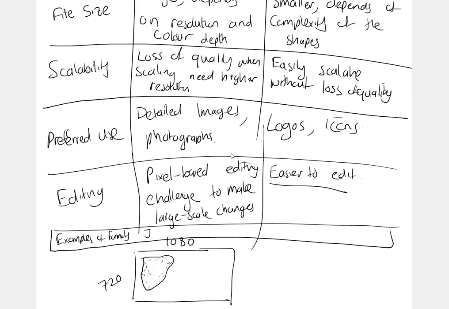Examples of formats are JPEG, Joint Photographic Experts Group, then you have PNG, Portable Network Graphics, and BMP. And then examples of vector graphics.